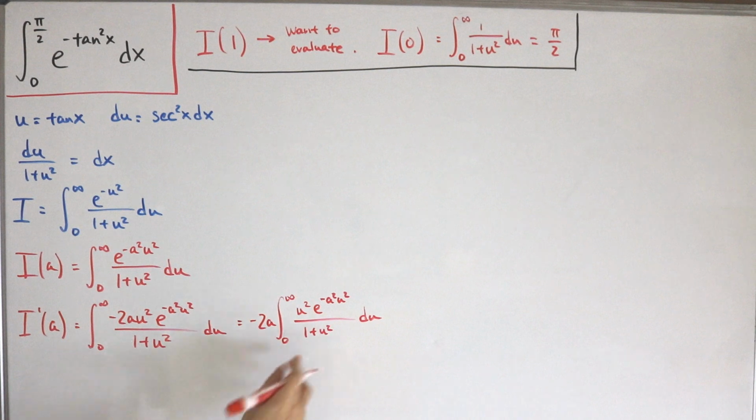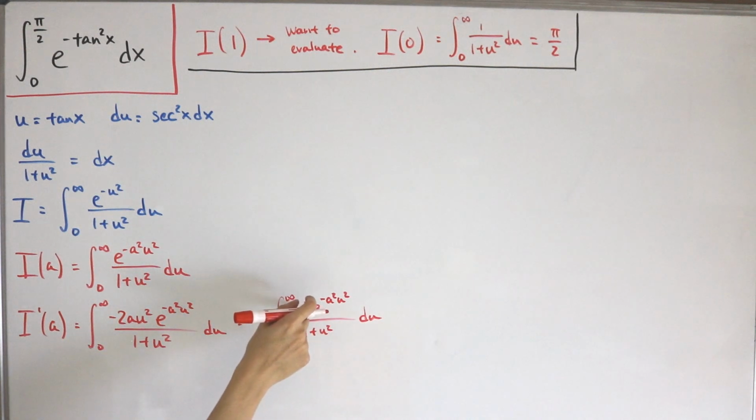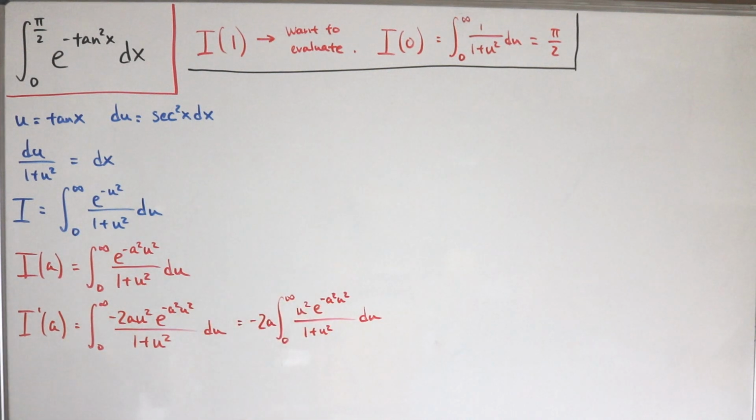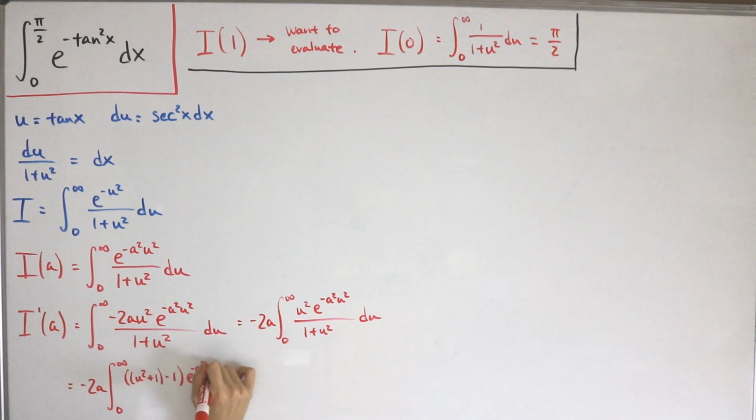So continuing forward, this is what we have. I'm going to break up this u squared such that I add and subtract 1. Doing so allows us to use linearity, which makes evaluating this a little bit easier. So now I have negative 2a multiplied with the integral from 0 to infinity. Inside, I have u squared plus 1 and then subtract 1, multiplied with e to the negative a squared u squared, divided by 1 plus u squared, du.